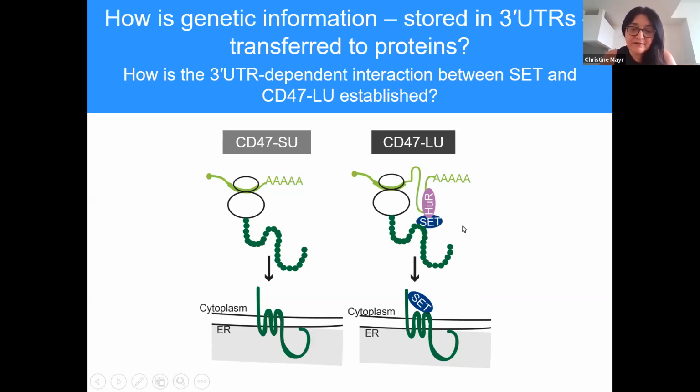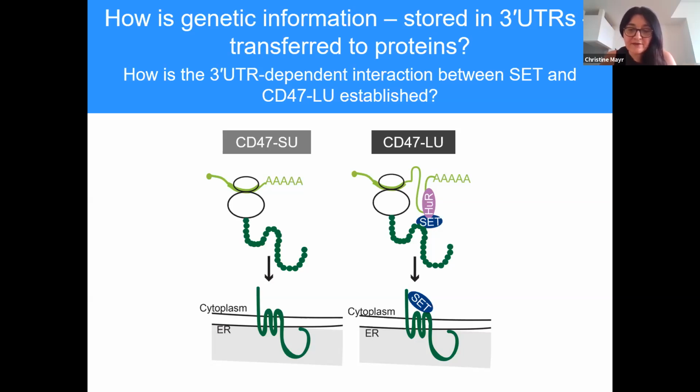We already knew that UR is important. However, we hypothesized that there is a second RNA binding protein required for efficient SET transfer. The reason was that when we use the long 3' UTR of CD47, we always get very nice SET binding to CD47. However, if we instead use a UTR that contains a very good UR binding site but nothing else, we get a little bit of SET binding, but not as much. Therefore, we hypothesized that a second RNA binding protein cooperates with UR in SET transfer.